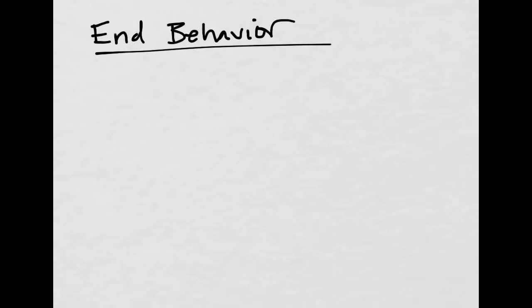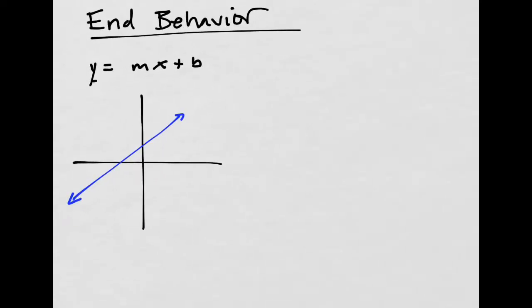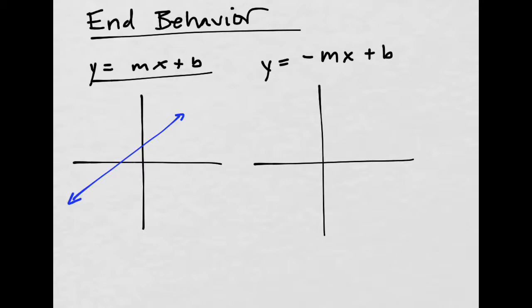This is with a positive slope and a negative slope, and then parabolas with a positive coefficient and a negative coefficient. So if we have a line and the slope is positive, then we have something that looks like this. Very, very simple. And if we have a negative slope, so if we had y equals negative something x plus b, that would be something like that. Okay, this is pretty good.